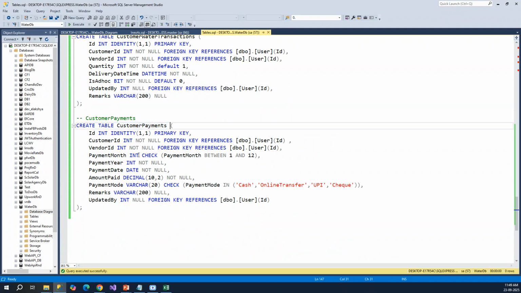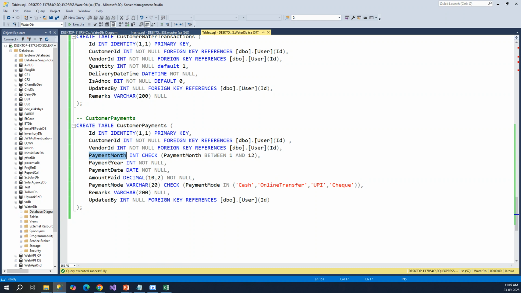Now next one is the customer payments, right. So customer payment is the next table. Now again, ID, running number, primary key. Customer ID, again, user ID referring to user ID. Vendor ID, again, referring to user ID, right. Then payment month, as I said, usually we pay monthly.